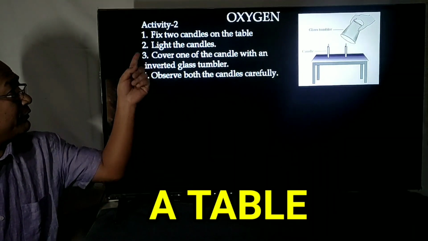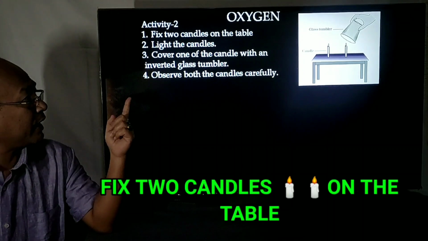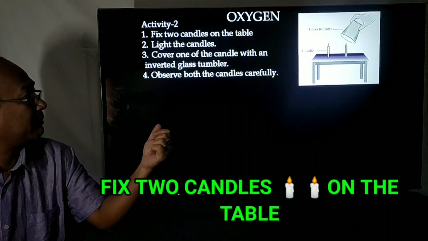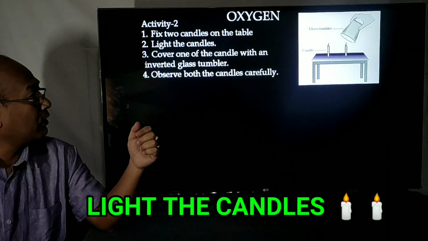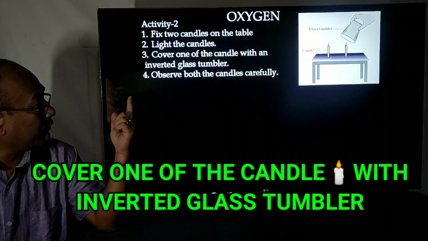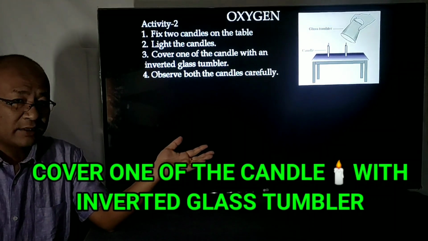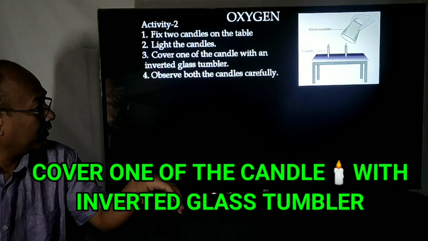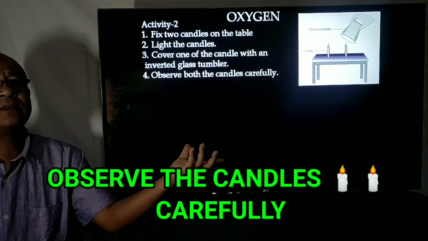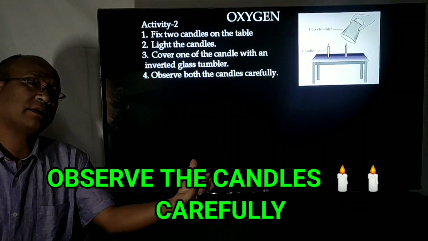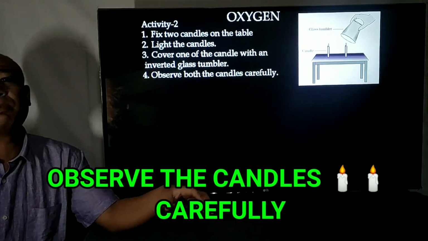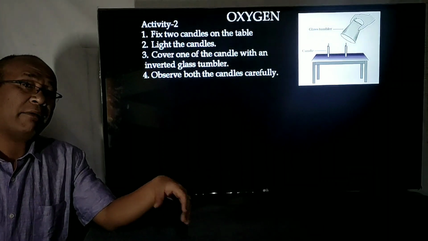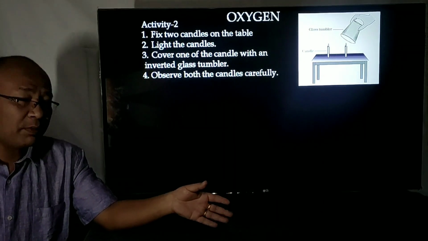First, fix two candles on the table and light the candles. Third, cover one of the candles with an inverted glass tumbler, and observe both the candles carefully. We have to observe what really happens after covering one of the candles with a glass tumbler. I have a video performing that activity.